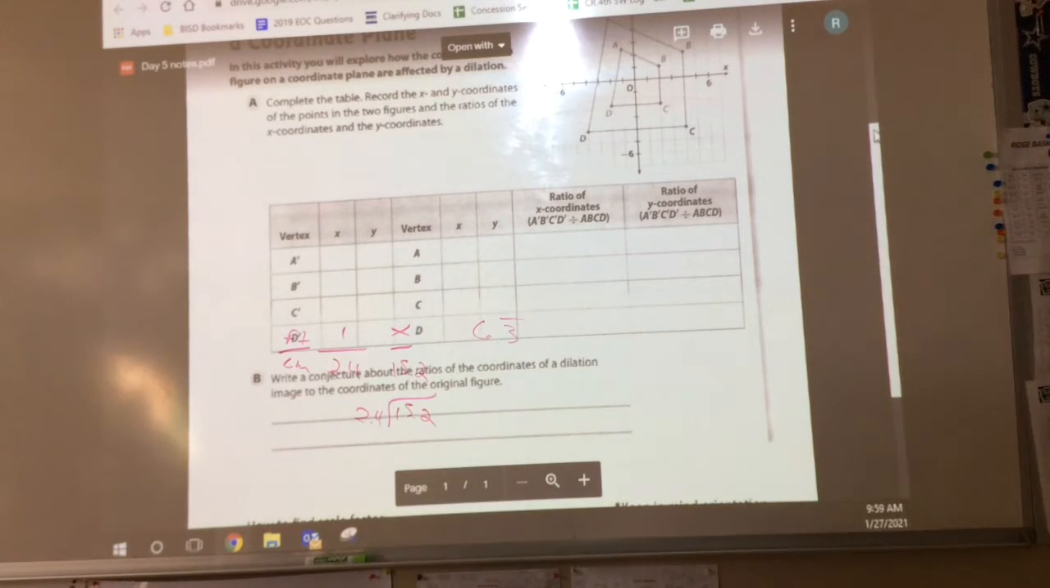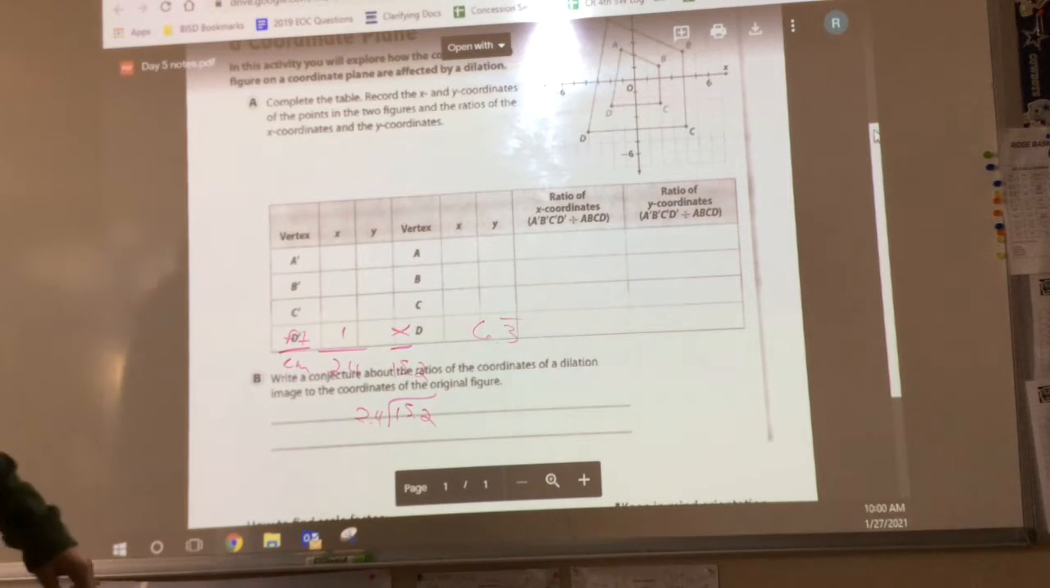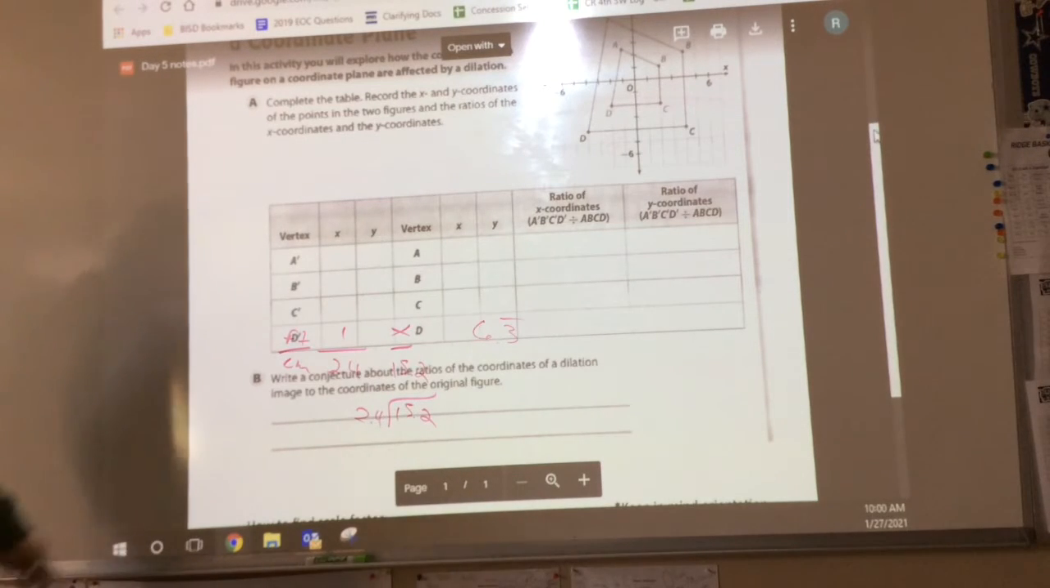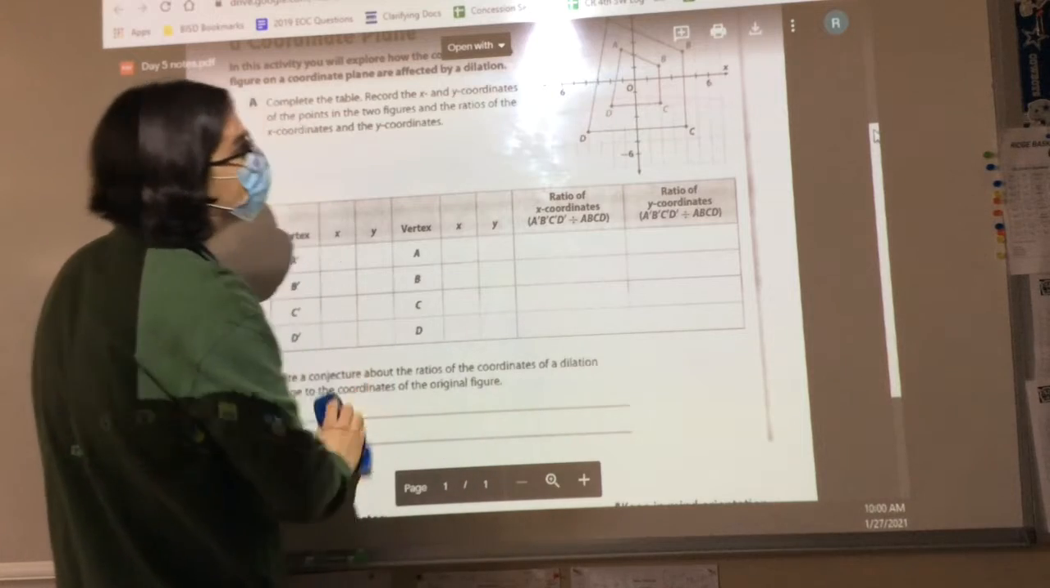All right, so in this activity, you will explore how the coordinate planes are affected by it. Okay, so a couple things if you're taking notes. We have what is called the original point, and then we call them prime. So we have like point A, and then we have point A prime. And so what we're gonna do is see how they change during these notes.